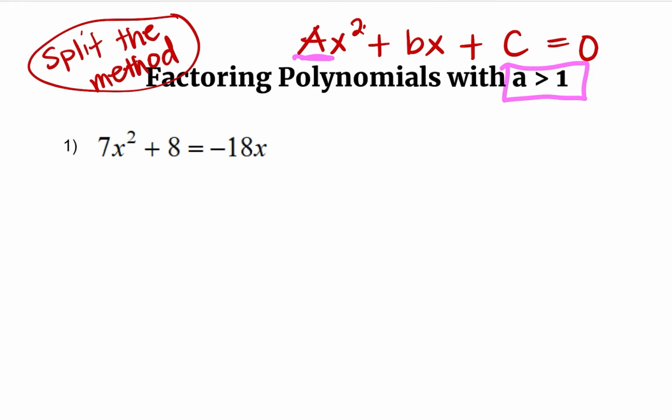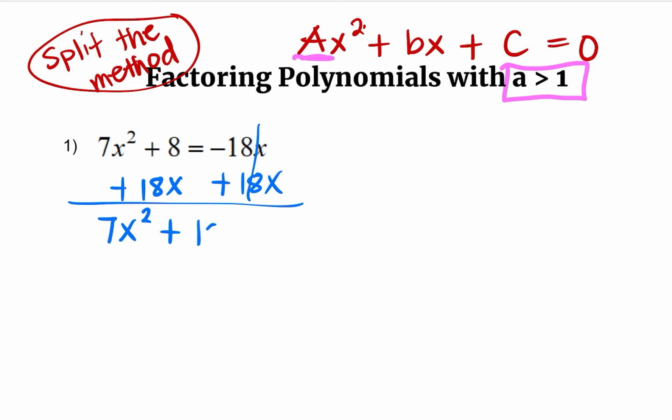First thing is we are going to make the equation equal to 0. So take the inverse of negative 18, that is positive 18. So we can make the equation equal to 0: 7x squared plus 18x plus 8 equals 0. There is nothing we can combine, so we're individually writing each term one at a time. Now, what do I do next?